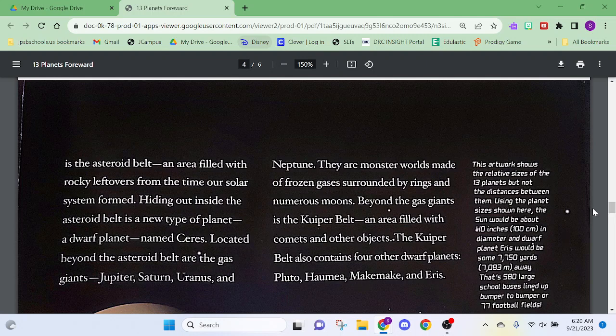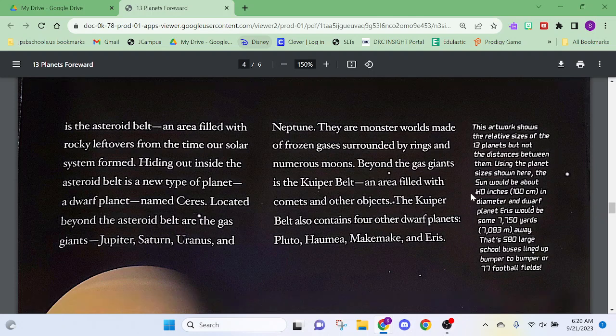And we are over here with this caption right here. It says, "This artwork shows the relative sizes of the 13 planets, but not the distance between them." And again, we said that was because there was no way to do that. "Using the planet sizes shown here, the sun would be about 40 inches in diameter, and dwarf planet Aries would be some 7,750 yards away. That's 580 large school buses lined up bumper to bumper, or 77 football fields."